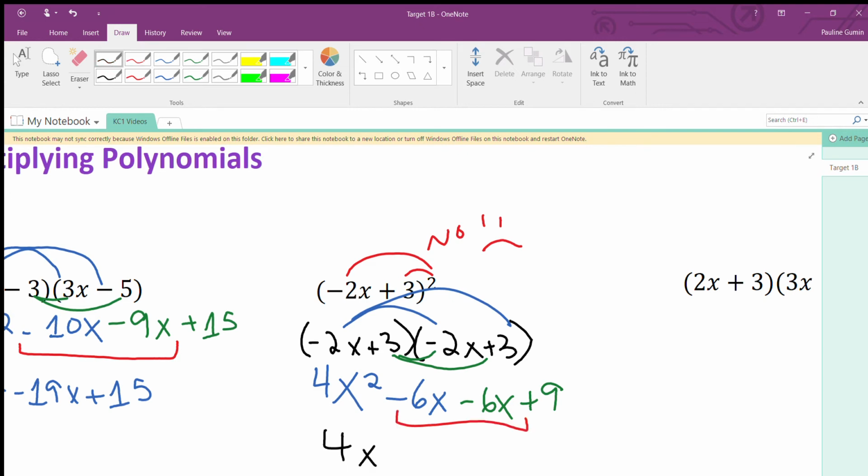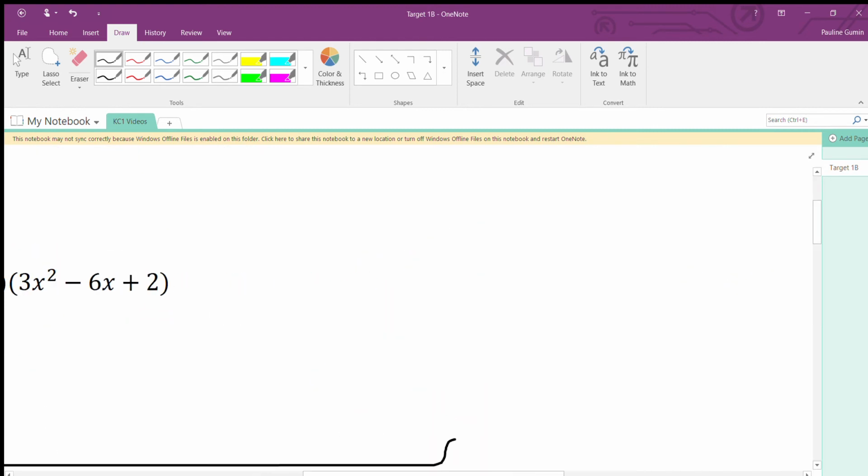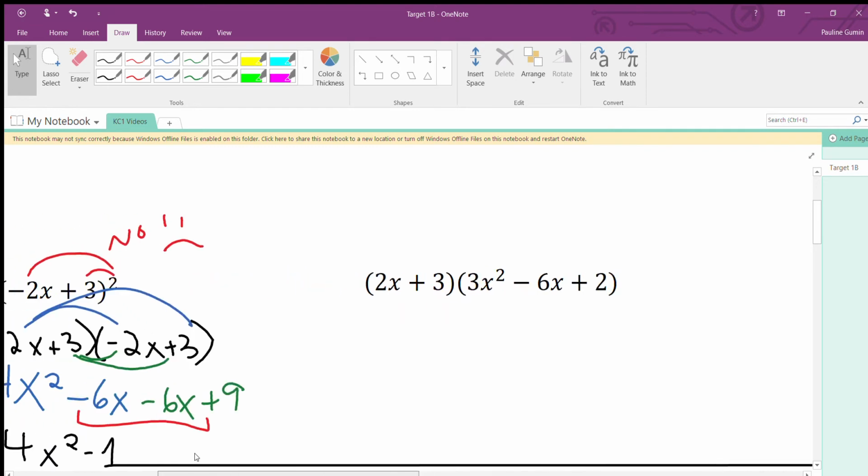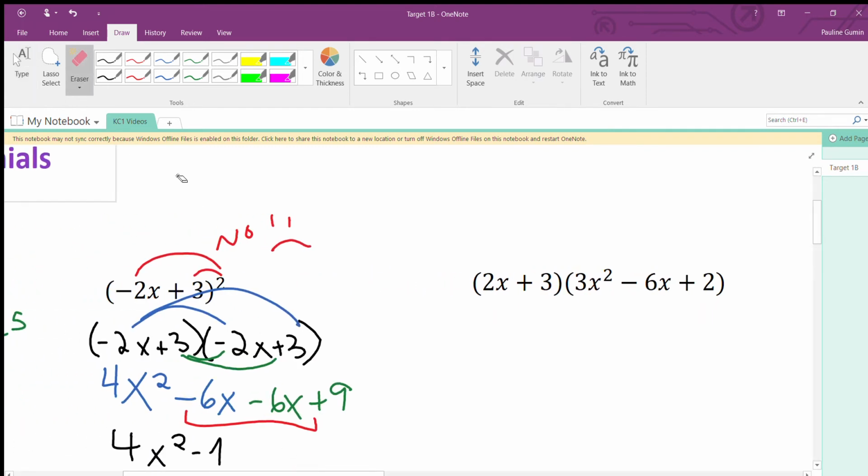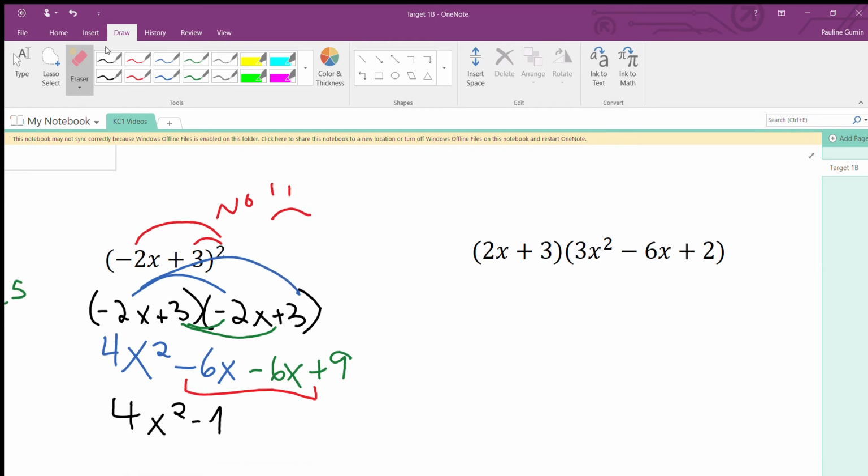4x squared minus 12x. Oh, did you see that? Wasn't that crazy? Oh my goodness. All right, let's try that again. That should be a 12x plus 9. All right, fantastic.